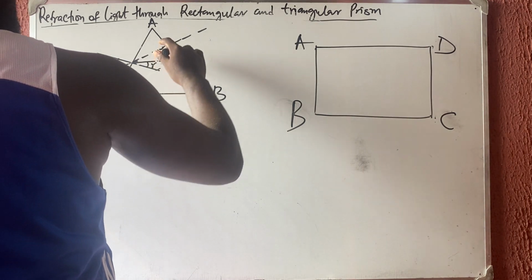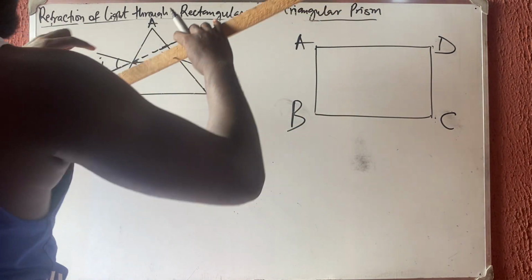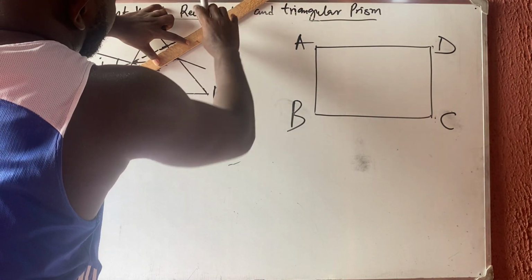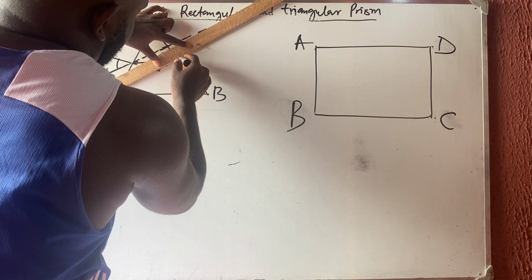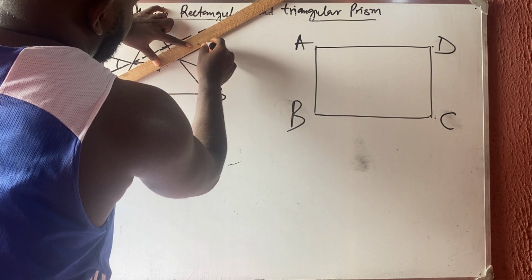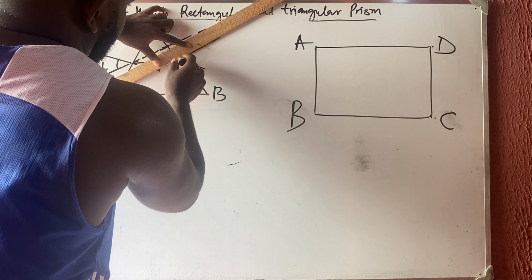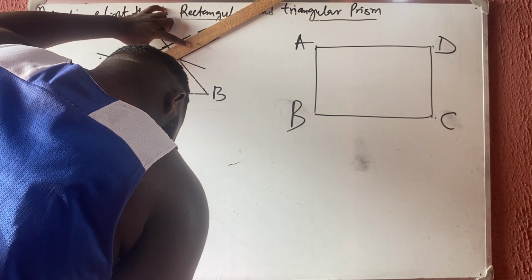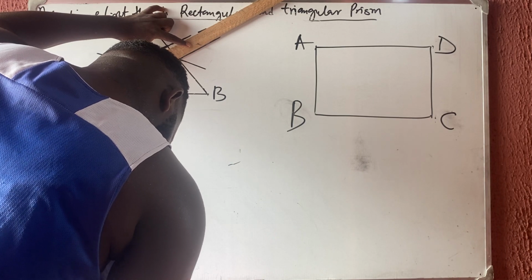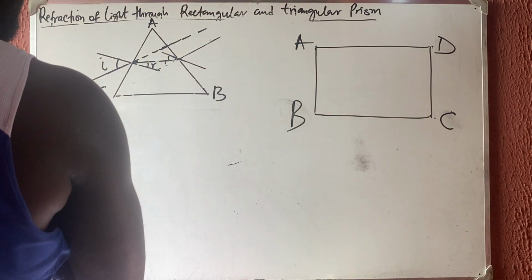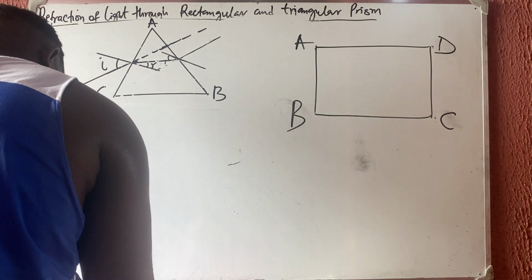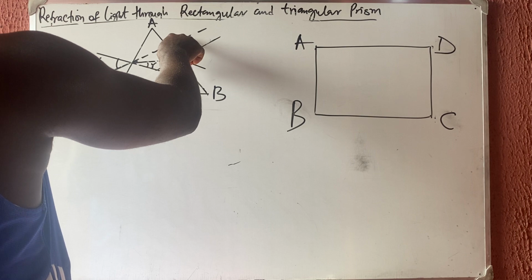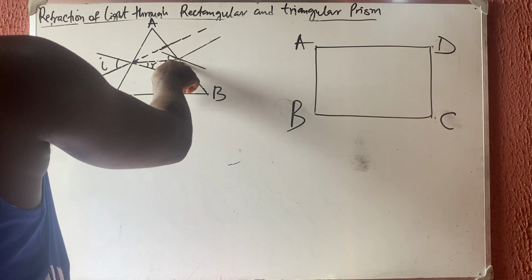So now, if I have my normal here, then this will show that the incident ray will now be somewhere here. The refracted ray will now be somewhere here. So I now have that. Let me see. I have this. This one comes this way.